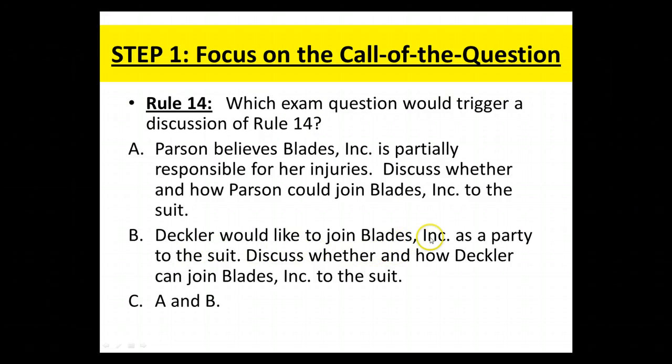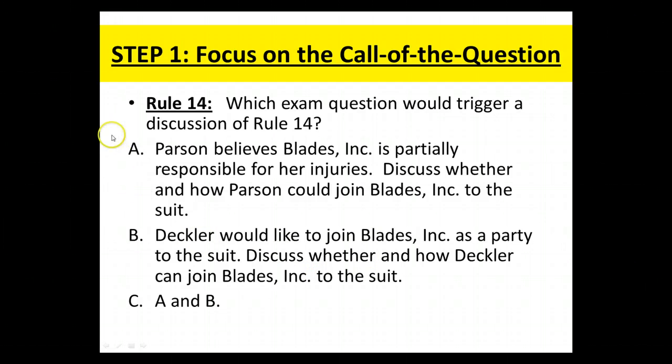Deckler would like to join Blades Incorporated as a party to the suit. Discuss whether and how Deckler can join Blades Incorporated to the suit. This is the correct option, B. All right, why is that the correct option? Well, as you know from who can use Rule 14 to join and who they can join with Rule 14, and our rough standard, Rule 14 allows people who are defending parties to join a non-party to the suit if that person is or may be liable to them for all or part of the claim brought against them.